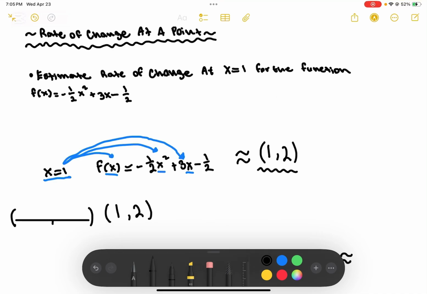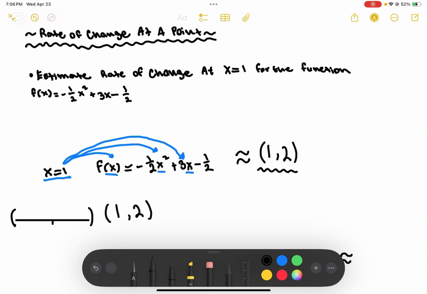Here is another wonderful example and a different type of question that you could be asked. What is the rate of change at a point? If we read the question, it says, estimate the rate of change at x equals 1 for the function f of x is equal to negative 1/2 x squared plus 3x minus 1/2.